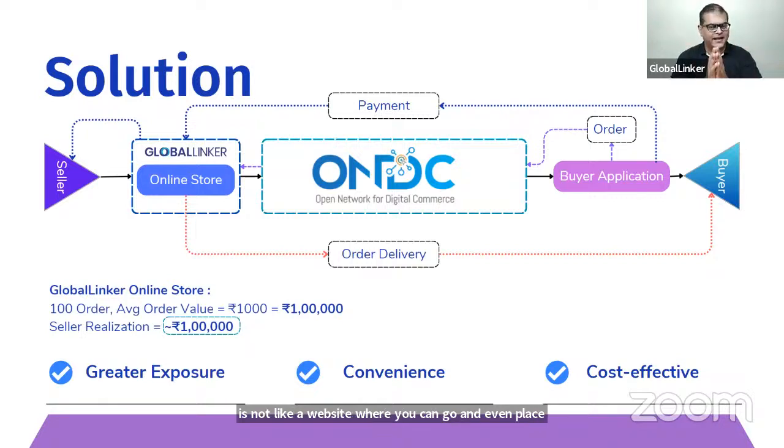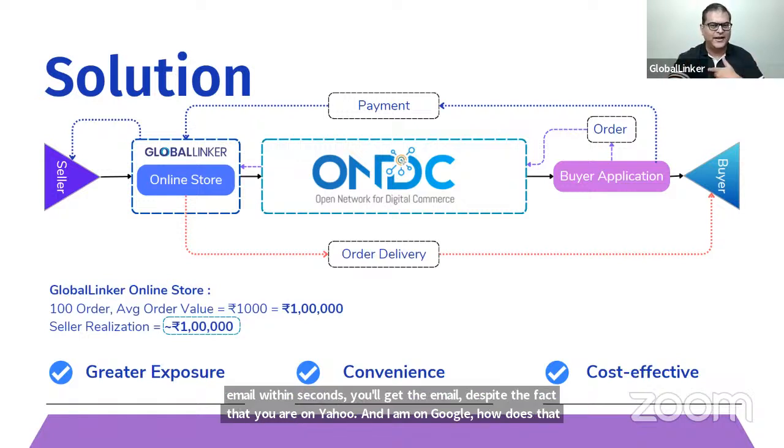It is basically a network which connects buyers and sellers, right? So all of us use emails. Now, I may have a Gmail account and you may have a Yahoo account or an AOL account. We are using two different service providers and two different technologies. The interface is different, the servers are different, everything is different. But the moment I send you an email, within seconds you'll get it, despite the fact that you are on Yahoo and I am on Google. How does that happen? Because we are connected through a network, the SMTP network.